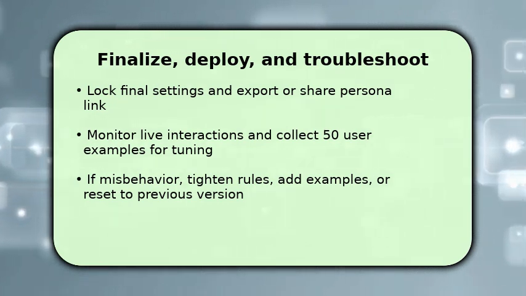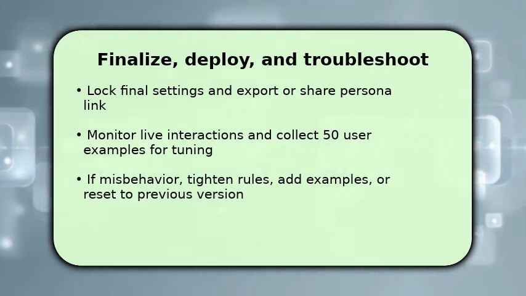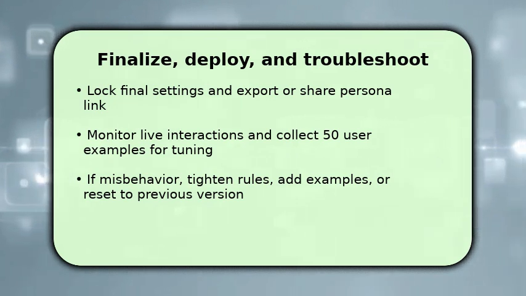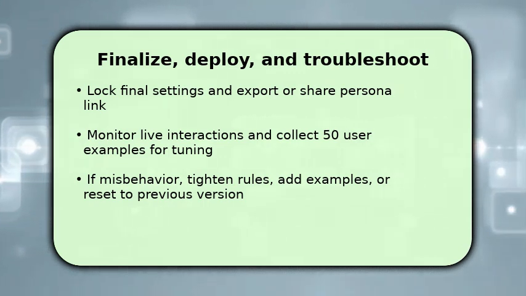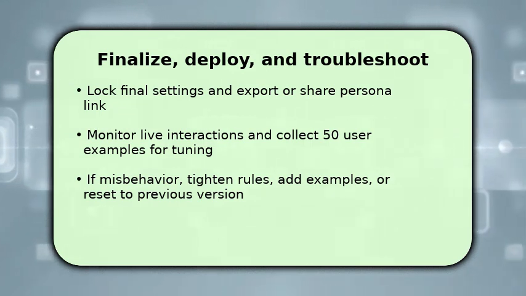If the persona drifts or misbehaves, first tighten rules and update the bio with concrete examples. If problems persist, revert to a previous stable version and rerun tests. One key tip: when unexpected responses occur, add a negative example and an explicit refusal line to prevent repeats.